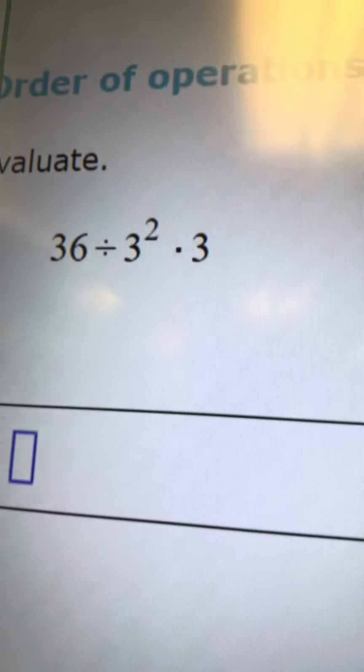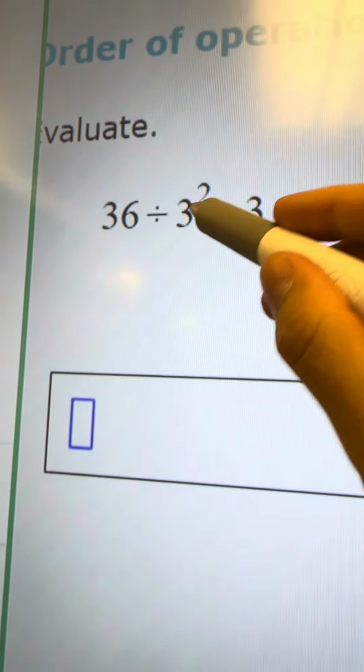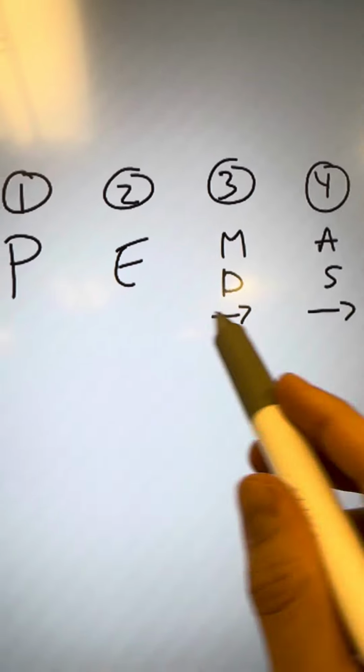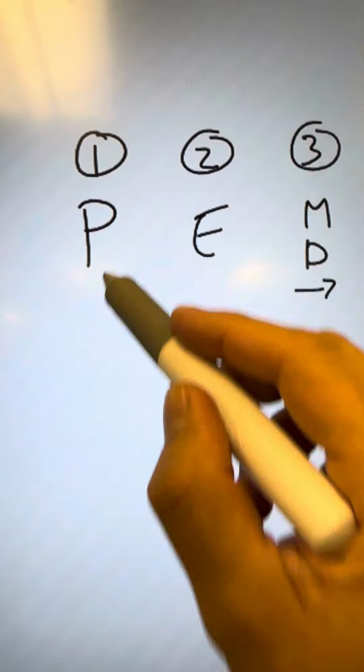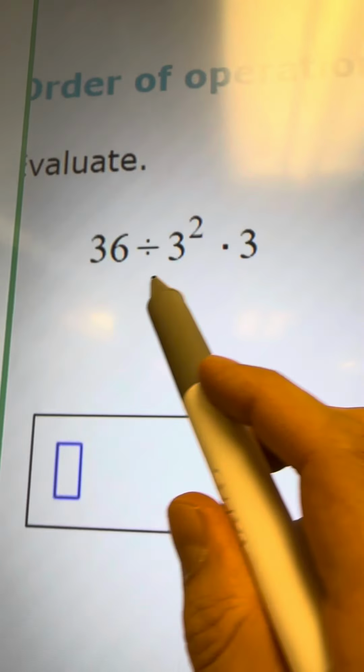So in this first problem, you can see here, we have 36 divided by 3 squared times 3. And I recommend having this handy somewhere on the side and use it sort of like a checklist. So first thing I'm going to look for is parentheses. I can look here, there are no parentheses in this problem. Therefore, I'm going to put a little check mark saying that step is complete.